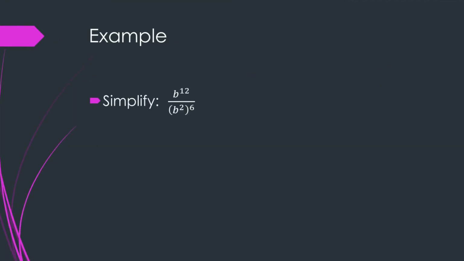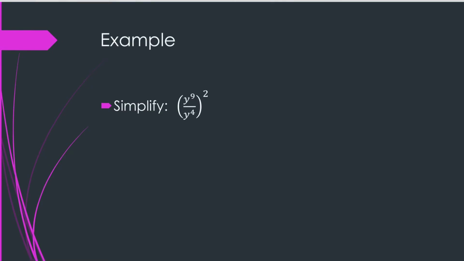All right, for this one, we're going to leave our b to the 12th in the numerator, and we're going to multiply these powers together, and we get b to the 12th in the denominator. And remember, anything divided by itself is 1.